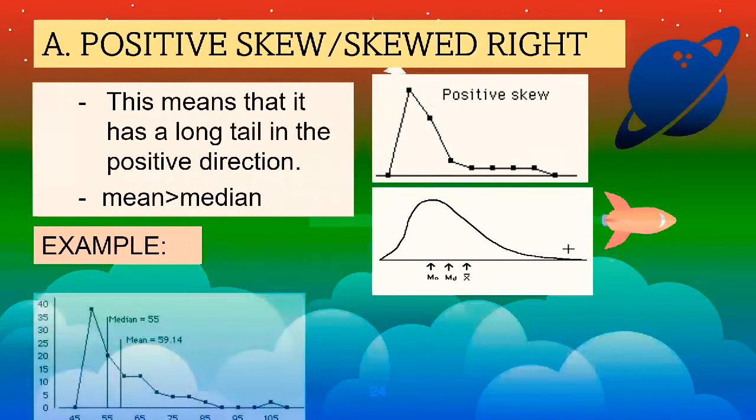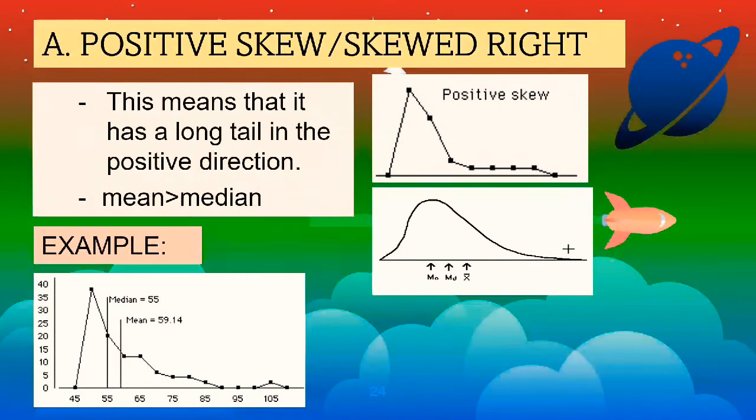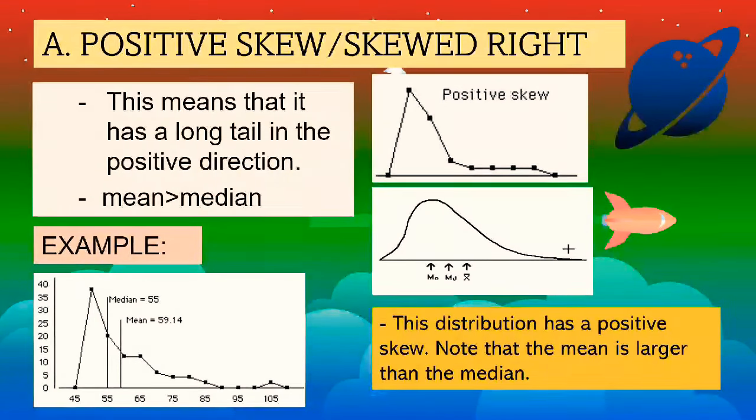So considering this example, observe that the value of mean here is larger than the value of the median. Therefore, this distribution has a positive skew. Note that the mean is larger than the median.